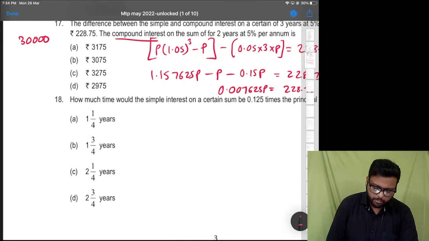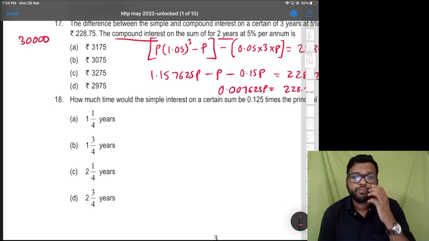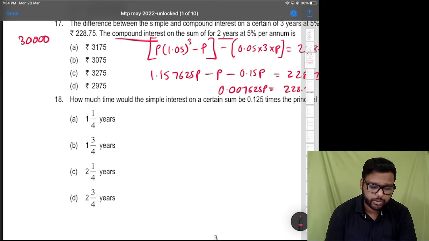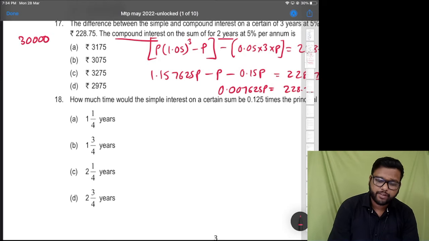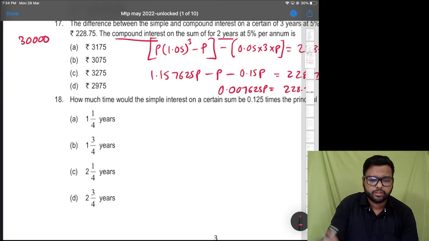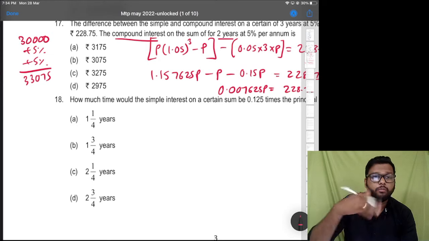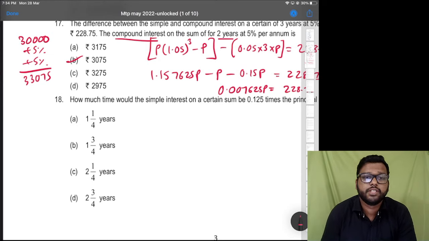They're asking what is compound interest for 2 years at 5%. Now that is easy. Don't go into formula also. What we can do is 30,000, 2 years, right? So plus 5% plus 5%. That is 33,075. That is the amount. So plus 5% on calculator, again plus 5%. That gives us 33,075 minus 30,000. So 3075 is the interest.